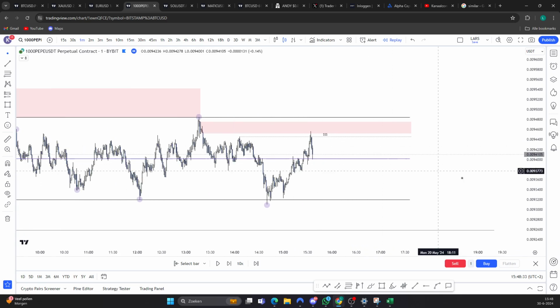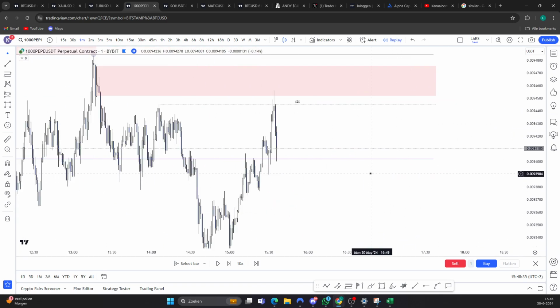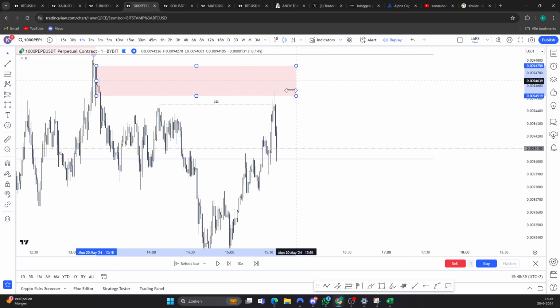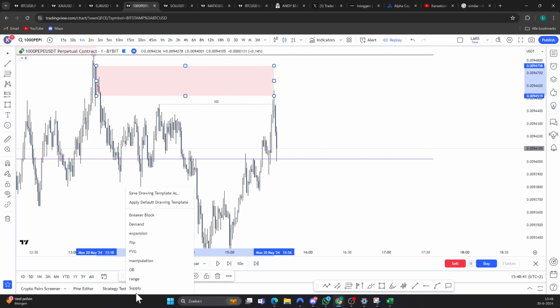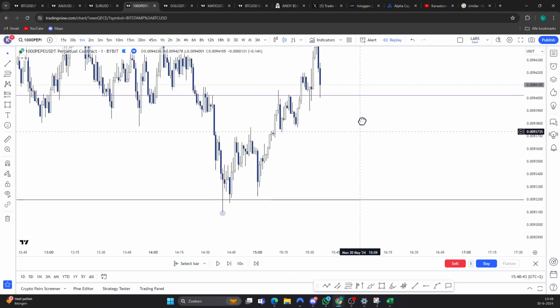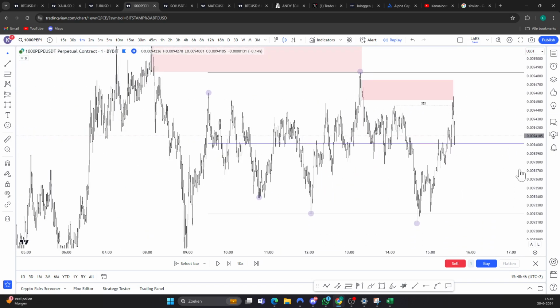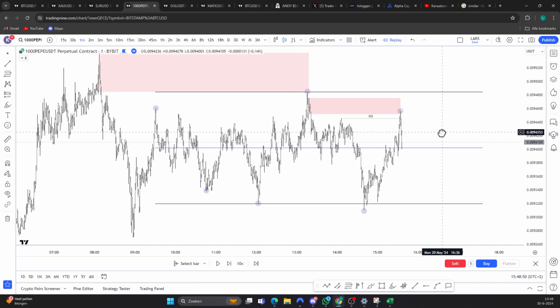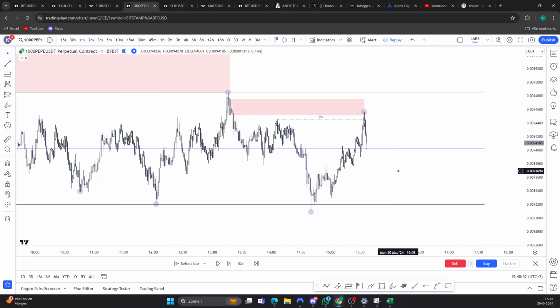Look at that. Look at that. So, took the liquidity, hit the extreme supply. So it meets the requirement for the third tap. Now it just needs to break structure from the low up to confirm that this is going to end up like a Model 2 distribution. A 1 tap, 2 tap, 3 tap.